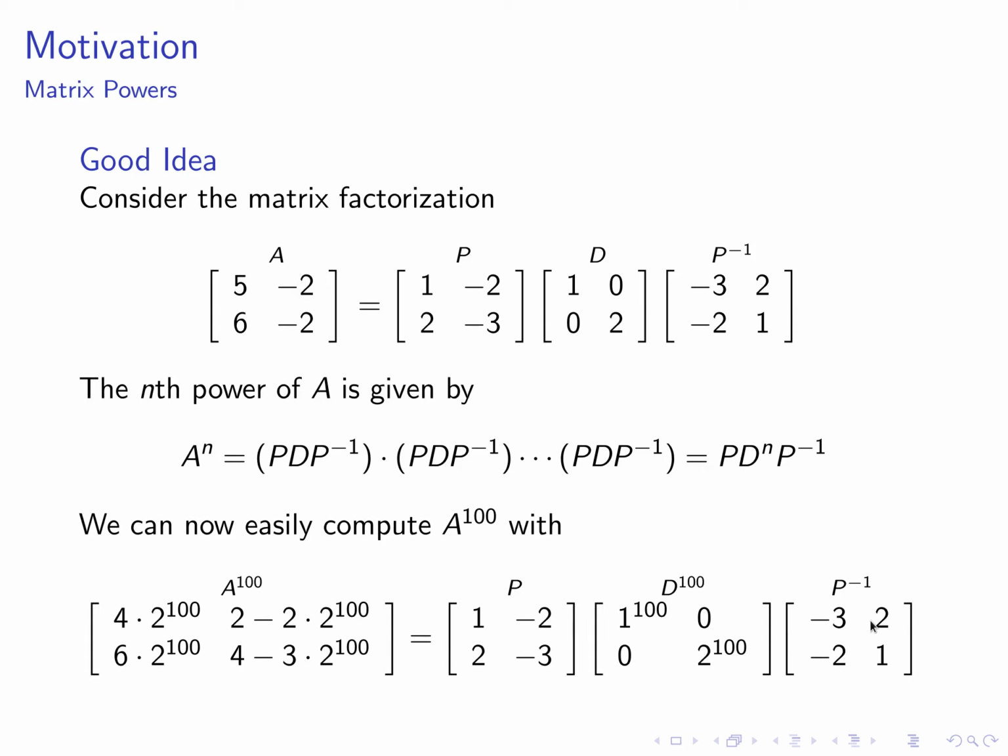When I did the arithmetic here, I ended up with this matrix on the left. The columns here are 4 times 2 to the 100, 6 times 2 to the 100, and then the column on the right is 2 minus 2 times 2 to the 100, and 4 minus 3 times 2 to the 100. So we've now solved our problem in one step, rather than have to multiply our matrix by itself over and over and over again.